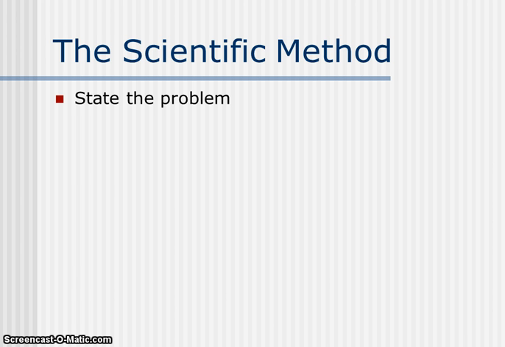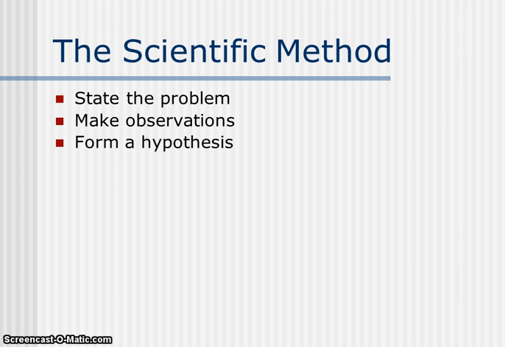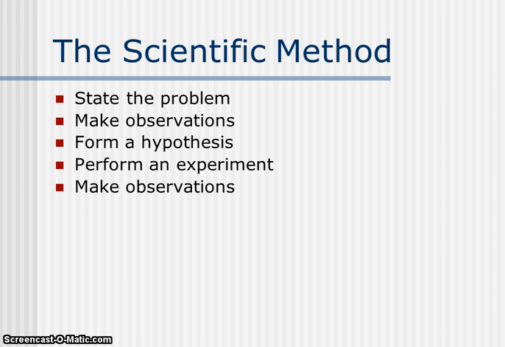Once the problem is stated, then observations are collected and data is collected so that an informed idea about what the probable solution to our problem might be can be formed. And that probable solution is called a hypothesis. A hypothesis is an educated guess about what the answer to a particular problem is. Now, once we've stated a hypothesis, then experiments are performed. And while experiments are being performed, more observations are made.